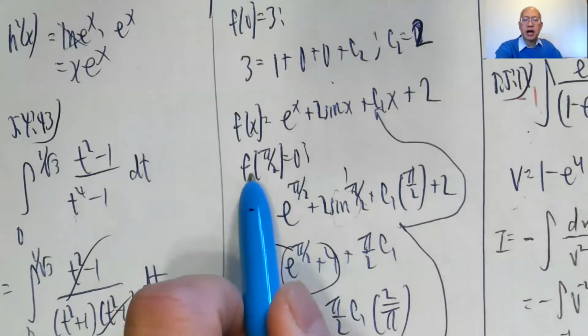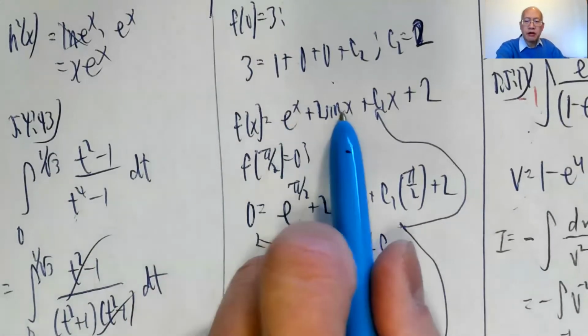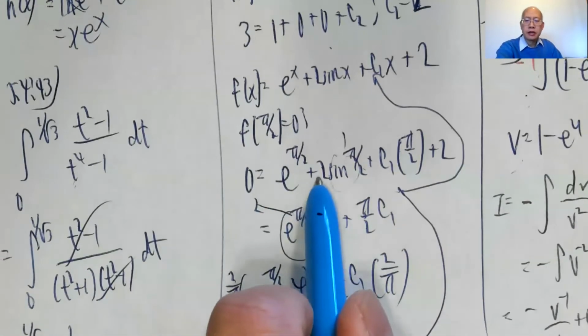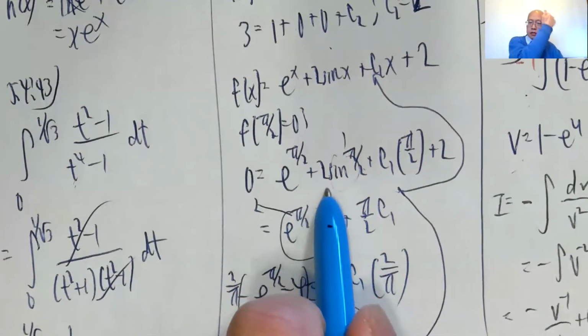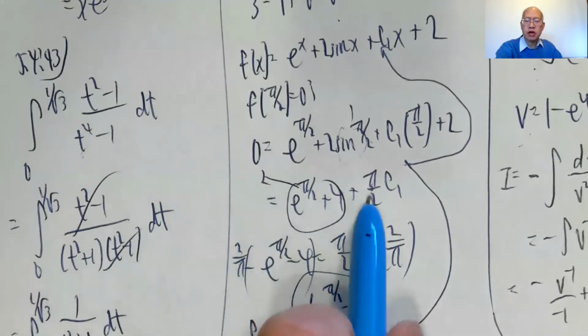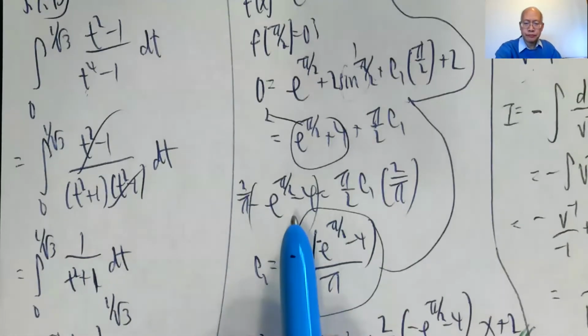And now it says f of pi over 2 is 0. So put a pi over 2 there, and there, and there, and the answer is 0. Okay, and sine of pi over 2 is 1. So that becomes 2. So 0 is e to the pi over 2 plus 4 plus pi over 2 c1.